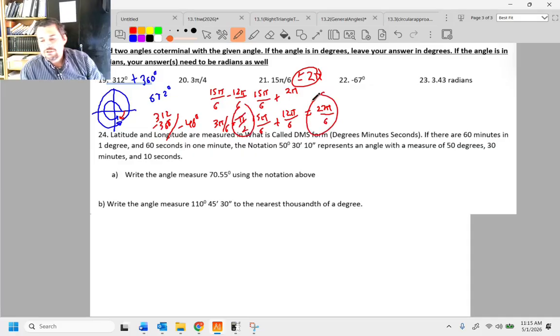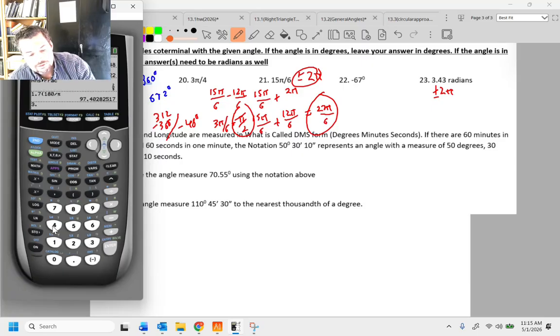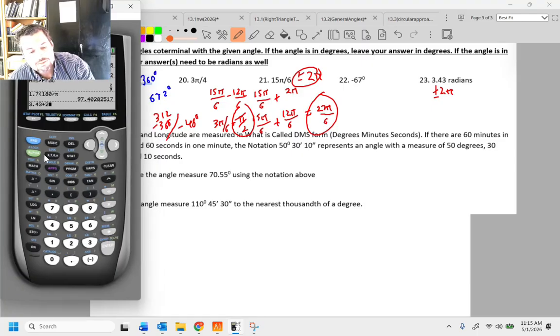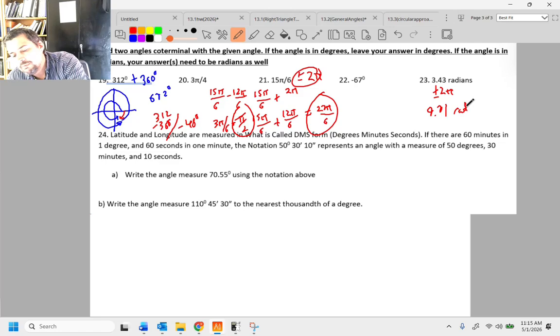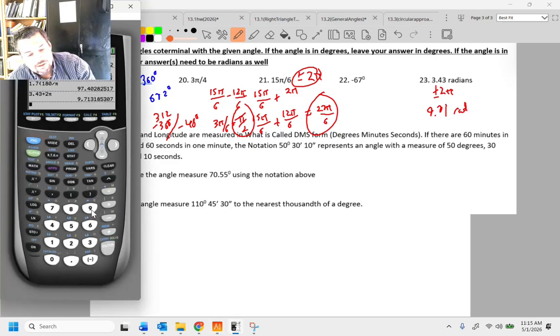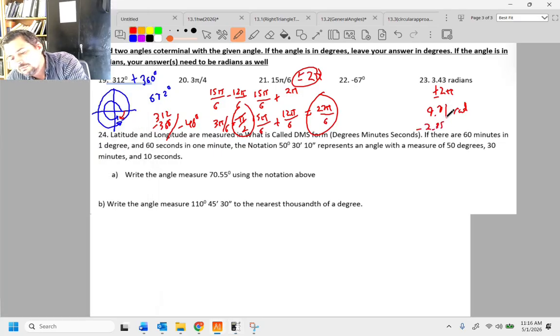And for 23, you're supposed to just add or subtract 2 pi, and you can't make this number a pretty number. It's just not doable. And the reason I'm adding or subtracting 2 pi is because it is a radian. You get about 9.71 if you add. We'll put RAD for radian. And if we subtract, we get about negative 2.85. Let's see, and then we have 24, and that ends it for part 1.